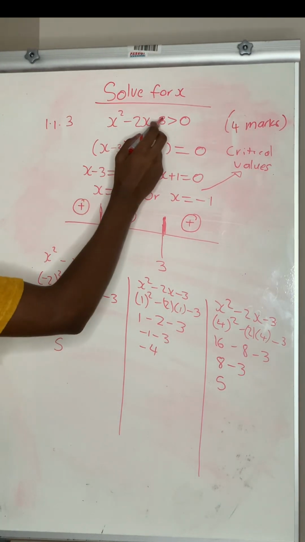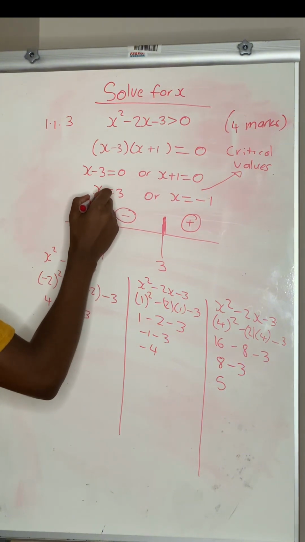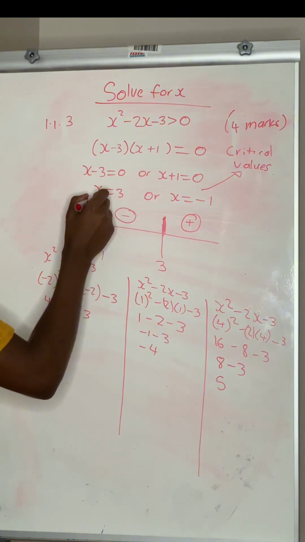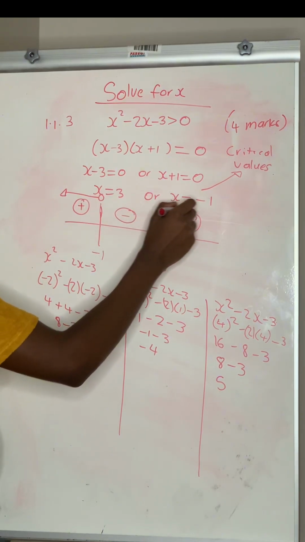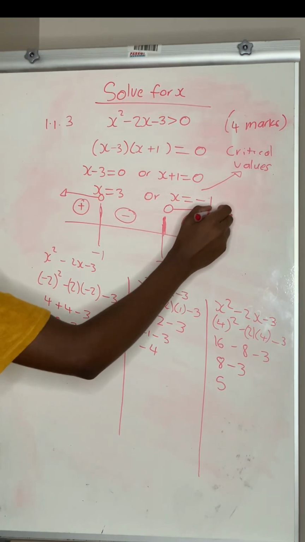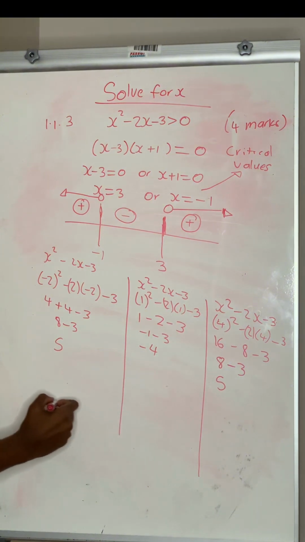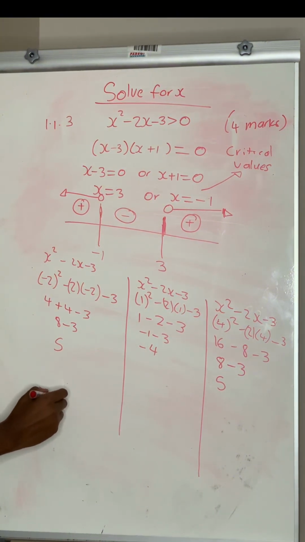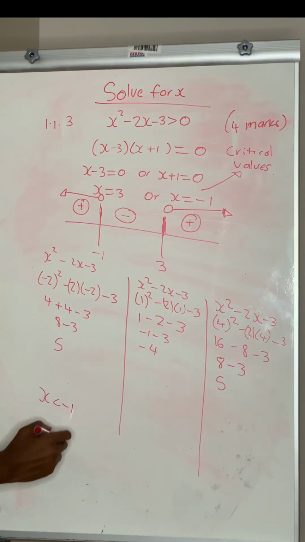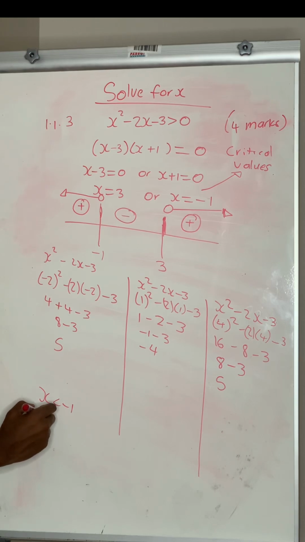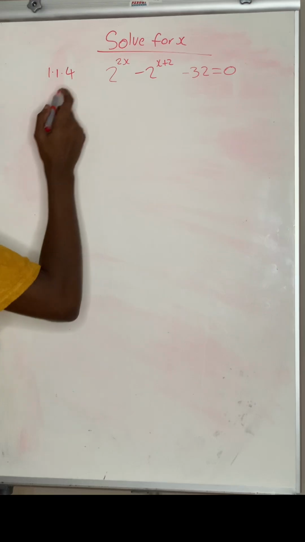So all values of x that give us a positive output are all values of x that are below negative 1 and above positive 3. So you have to write that down. You then say all values of x that are below negative 1 and all values of x that are above positive 3. So let's solve for x.